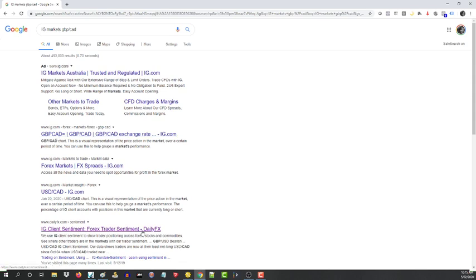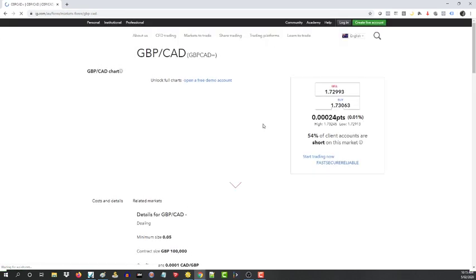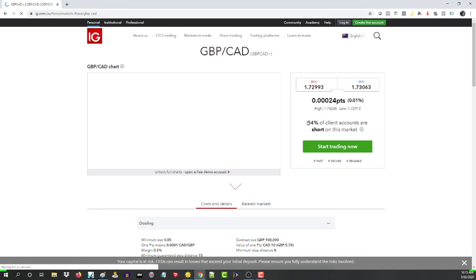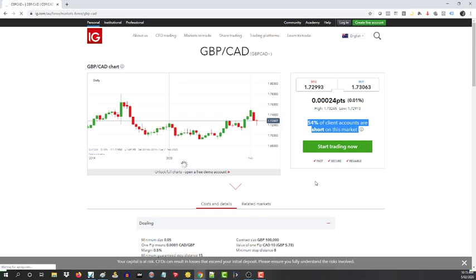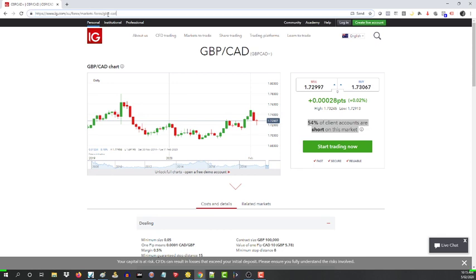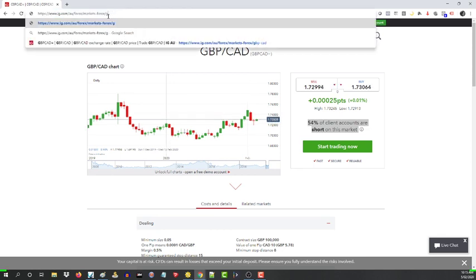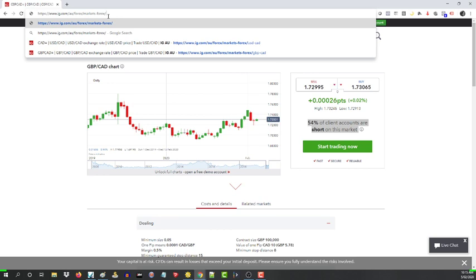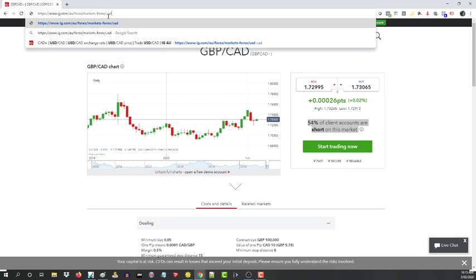And it should have the open position ratio. It's updated every 10 minutes. And you can see 54% of client accounts are short this market. That means that this is not a trending market. It's kind of like a 50-50 market, maybe a good market to trade support and resistance bounces, but not so good if you want to do home run trades.